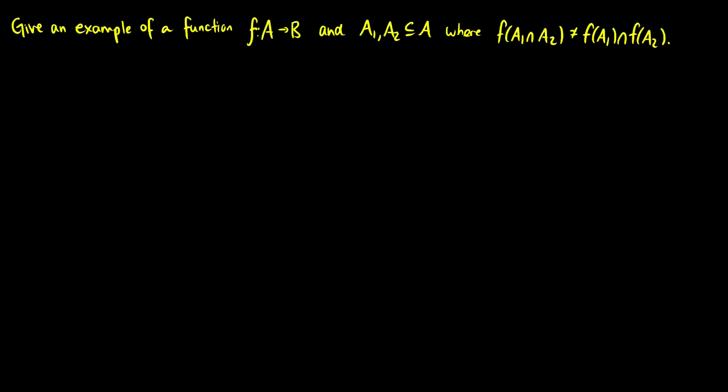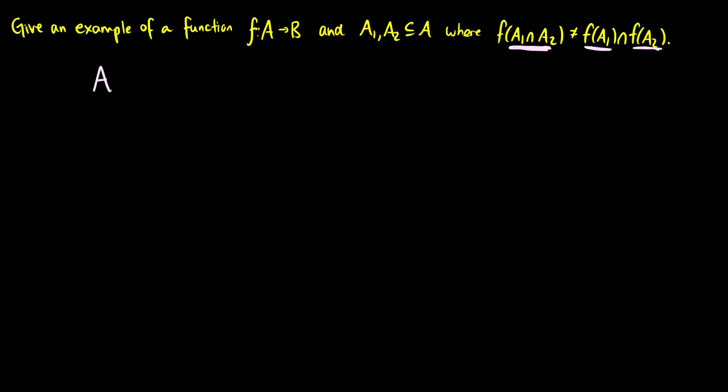The second question, I want to give an example of a function f from A to B, and I want to give two subsets of A, A1 and A2, where f of A1 intersection A2 is not equal to f of A1 intersection f of A2. So what I mean here is if I take the intersection of the two subsets, it gives a different set of values than if I take the function in each of the subsets individually and then take their corresponding values and take the intersection.